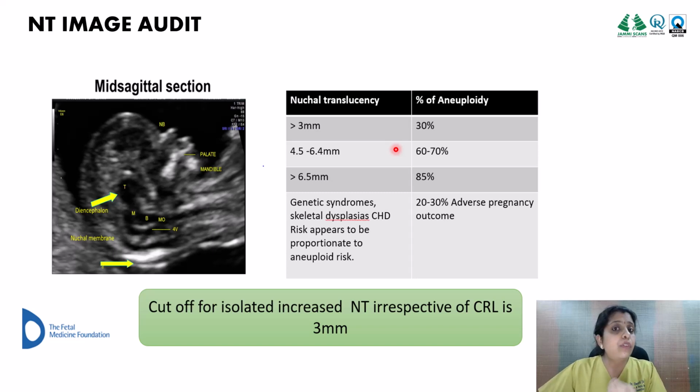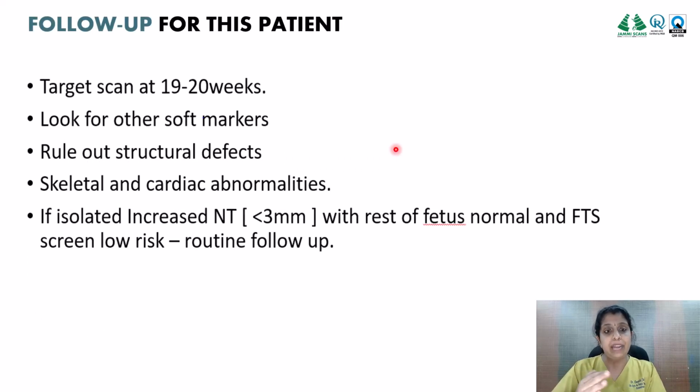These are the four main things we are concerned about when we find an increased NT. Irrespective of the CRL, the cutoff is taken as 3 millimeters for easy practice. When we follow up these patients, if the FTS is low risk and the rest of the fetus is structurally normal, you definitely have to call them back.